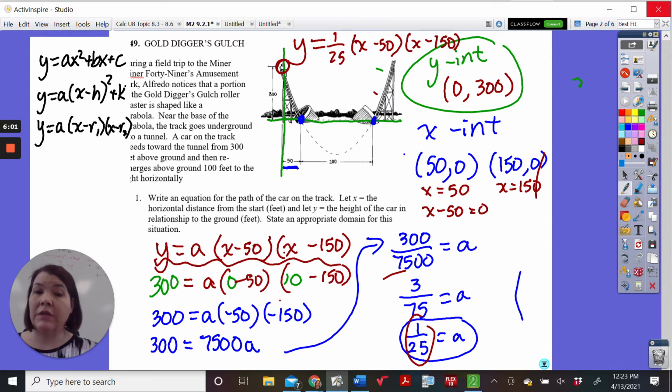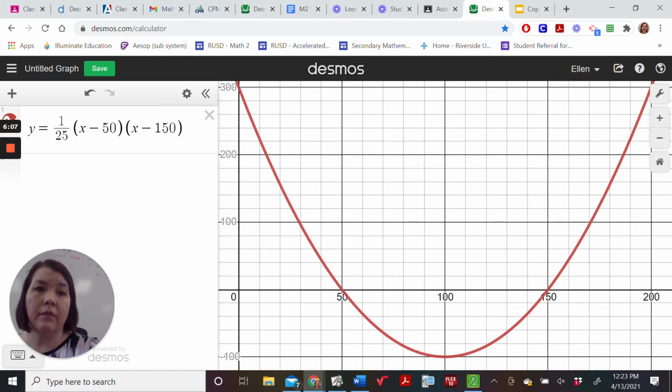Now, what we want to do is just double check that this makes sense on decimal. So I'm going to go ahead and head over there. I've already drawn it. And so here it is, 1 over 25. And we can kind of see starting at 300, going into the ground at 150, hanging out underground, coming back at 150, and going back up. Now, where is our reasonable domain?